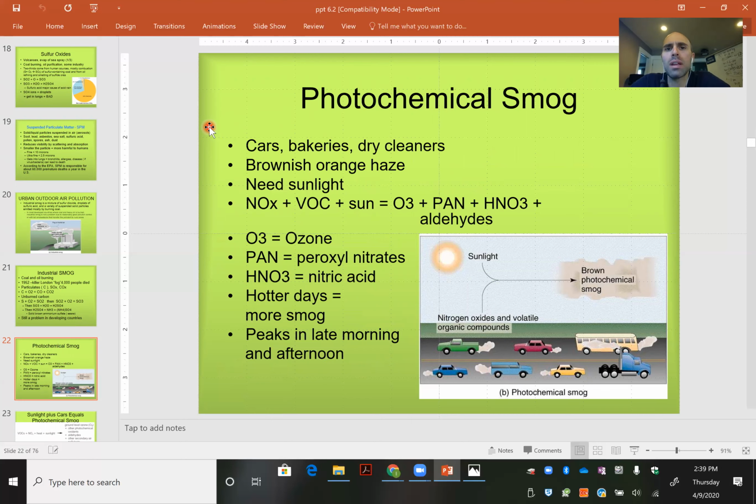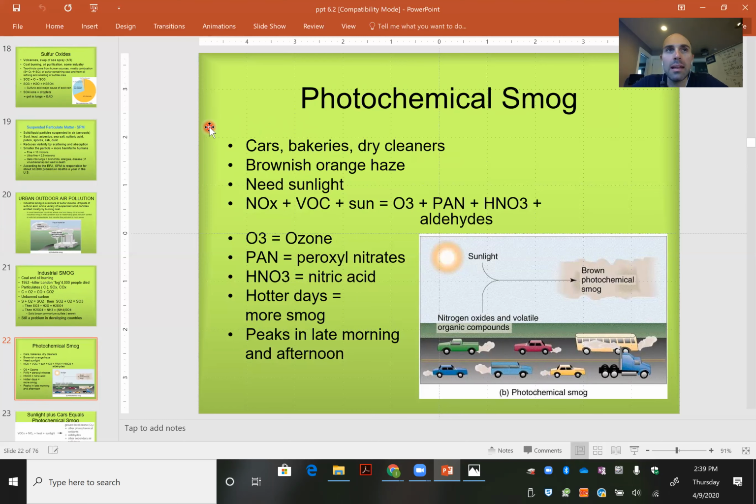So photochemical smog, what exactly is it? Well, as you can see from that diagram below, photochemical smog has a brownish tinge to it, a brownish color. Okay, how is it caused? Cars, bakeries, dry cleaners, anything that emits particulate matter into the air. It's a brownish orange haze.